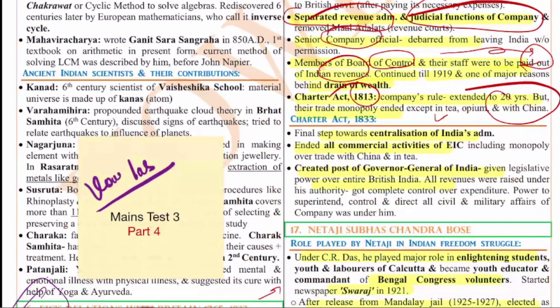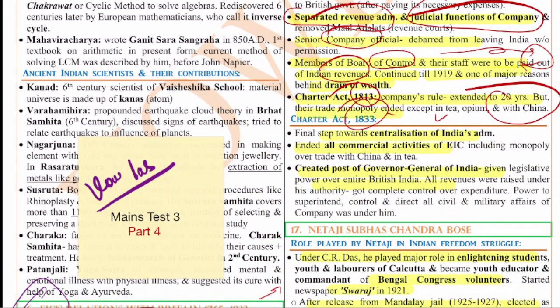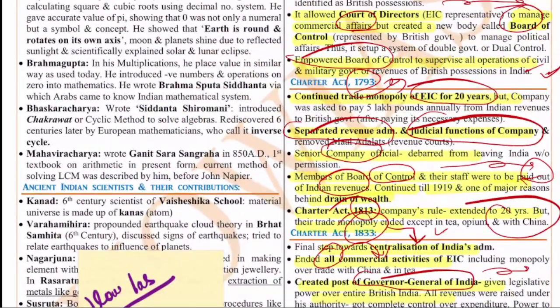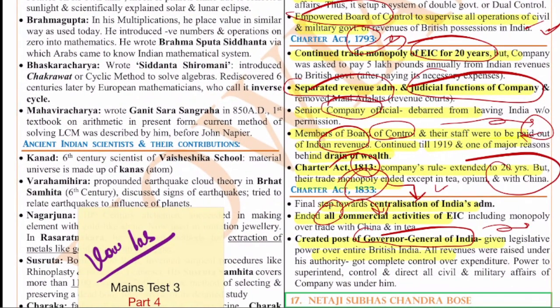Next, the important act is the 1833 Act, which is the first step towards centralization of Indian administration. It ended all the commercial activities of the East India Company, including the monopoly we just discussed. Also, it created the Governor General of India, because in the 1773 Act, we just saw how the Governor of Bengal was made the Governor General of Bengal.